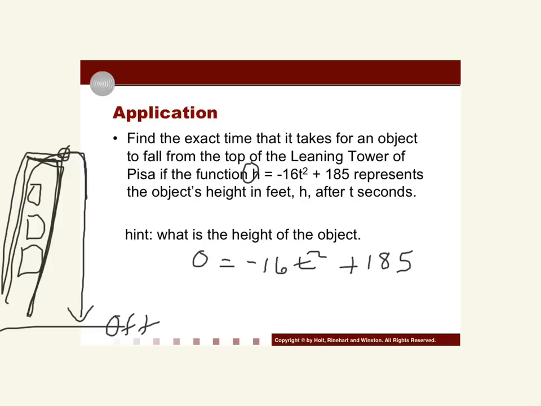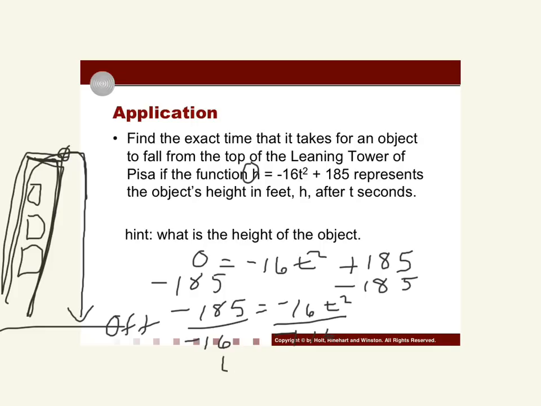And now we have to isolate the t squared. So we're going to subtract the 185 from each side. So now we have negative 185 equals negative 16t squared. Divide both sides by negative 16. And we're going to get t squared equals, if we divide negative 185 by negative 16, we end up with a positive 11.5625. And now we're going to square root each side.